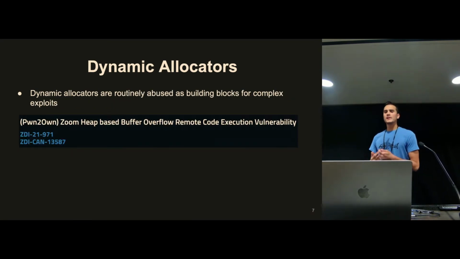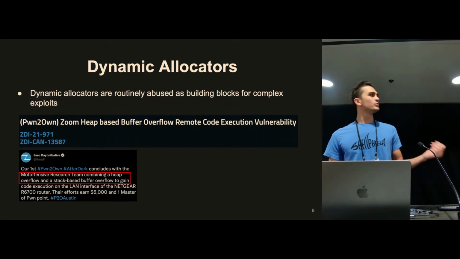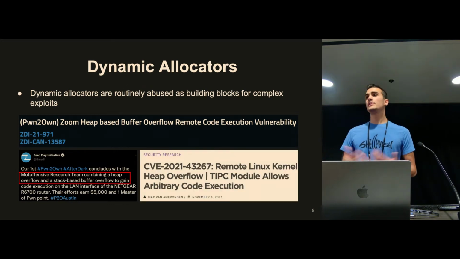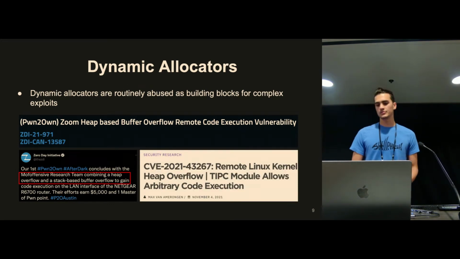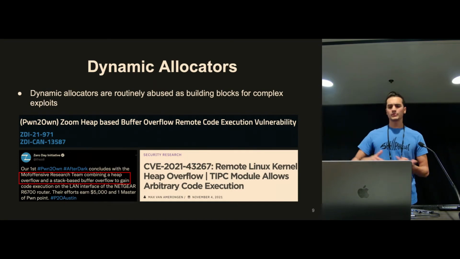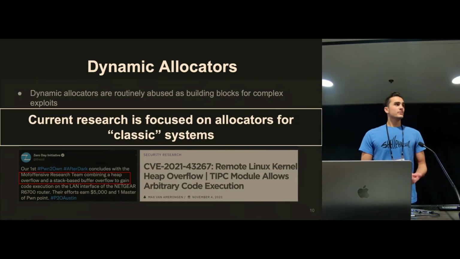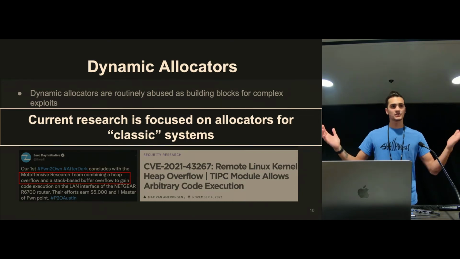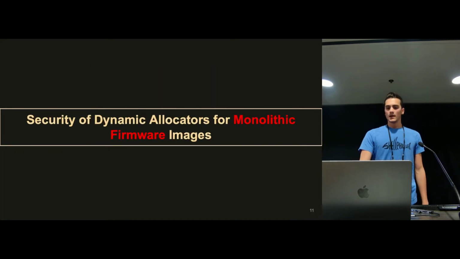Dynamic allocators are routinely abused as building blocks for complex exploitation chains, and it's not uncommon to see many heap-based vulnerabilities being used to put together very complex exploitation chains for different targets, like routers, Zoom, Google Chrome, whatever target. So these are very powerful primitives. The current research is mainly focused on allocators for classic systems, and I'm going to introduce in a bit what a classic system is, but in a few words, systems like your laptop or any desktop system that we are used to. So the libc, for example, that you are using in your system.